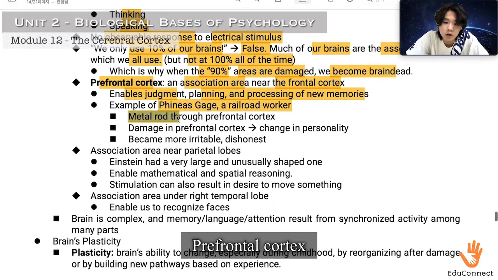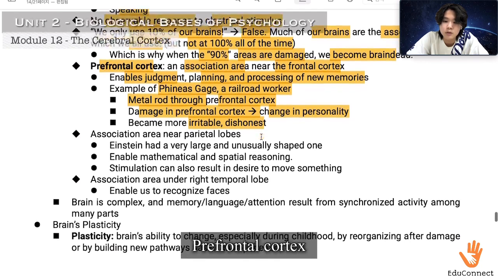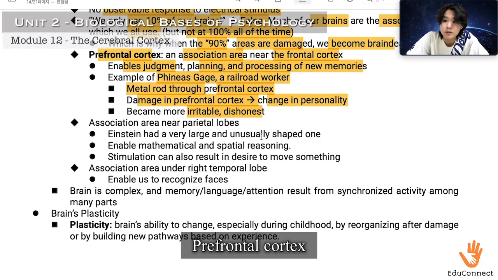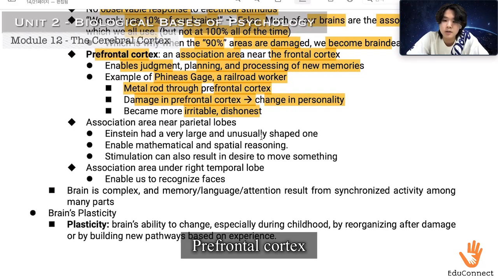So a metal rod went through his prefrontal cortex, which is the decision making part of your brain and is also related to your personality. Now, the damage in the prefrontal cortex led to a change in personality. Phineas Gage became really violent and aggressive towards people, and he became more irritable and dishonest. So you can see that the prefrontal cortex has a high responsibility for your personality, right? Because damage to it really changed a man's personality and who he is.